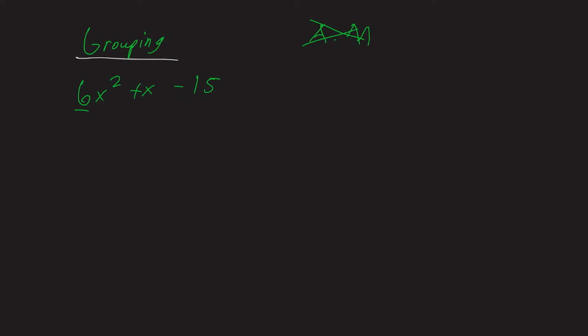The way we do factoring by grouping is we take our first coefficient, 6, and we multiply it by the last coefficient, negative 15. So that is in turn going to get us negative 90. So now the next step in the grouping method is we need to find a number that adds to this coefficient and multiplies to this number. Okay? So it's kind of like we're going through the AM method all over again. So that means we need to find a set of two numbers that add to 1 and multiply to negative 90.